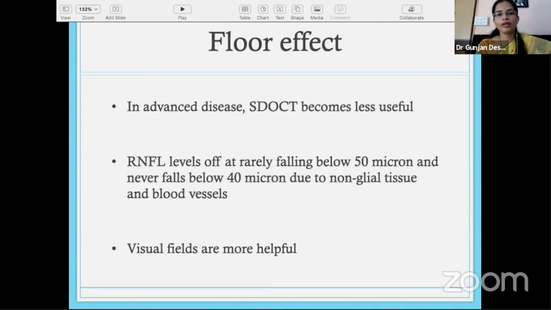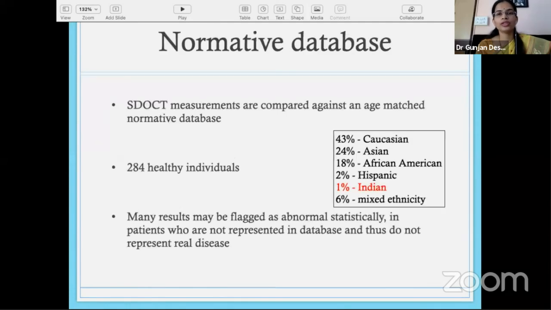The floor effect, I've already mentioned, is that the RNFL graph will never touch the baseline, because there's always some amount of glial tissue and blood vessels over there, and it will just never fall below 40 or 50 micron. Visual fields in such advanced cases will be more helpful than OCTs.